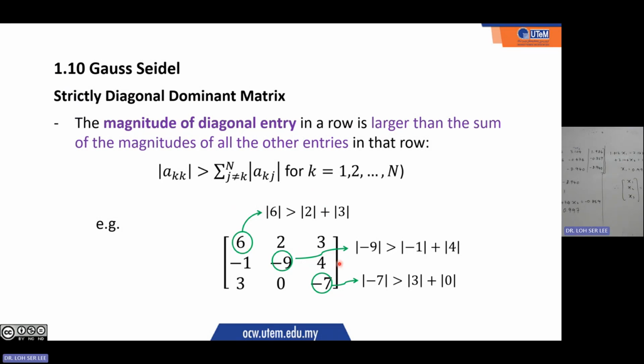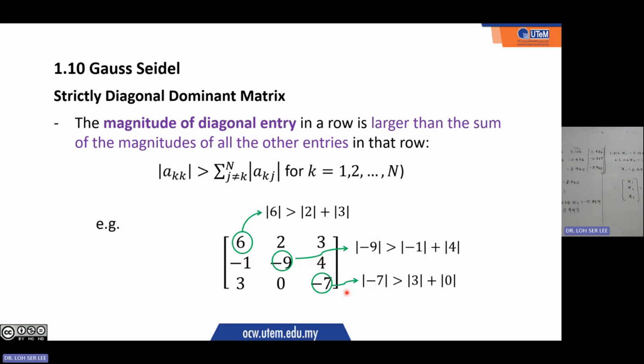And from the second row, this is the diagonal entry, so the magnitude is 9. You see the modulus? Modulus of negative 9 is positive 9, right? So 9 should be greater than 1 plus 4. We just look at the magnitude. Magnitude of this is 1, magnitude of this is 4, so 1 plus 4 is 5. So 9 is greater than 5.